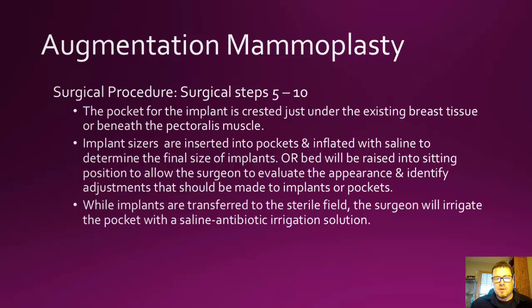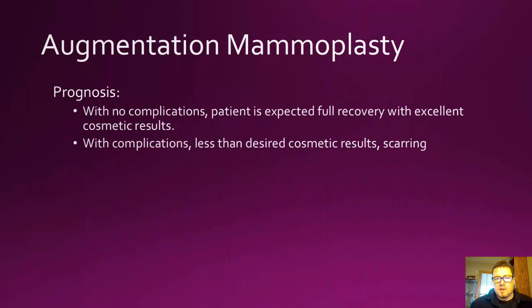The bed will be raised to a sitting position to allow the surgeon to evaluate the appearance of the implants. This is done in most places. Some places the surgeon will just step back far from the table and look at the patient laying supine to make sure they look symmetrical. While you're getting the implants up, the surgeon should irrigate the pocket with an antibiotic saline solution. With no complications, the patient is expected a full recovery with excellent results. If they have complications, it's usually scarring or infection.